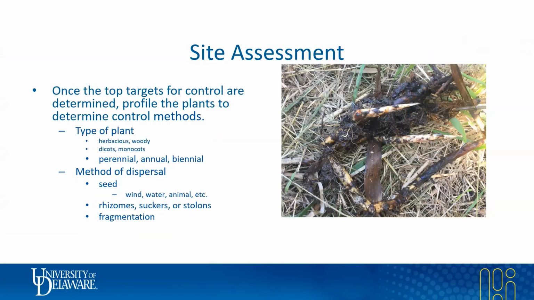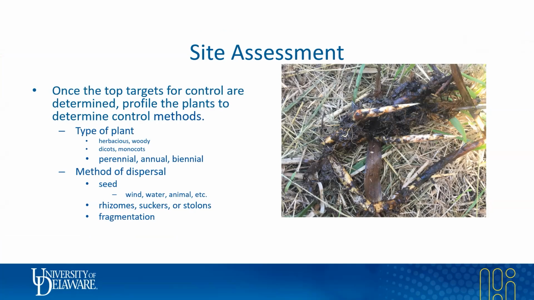So, picking the top targets for control. We've identified our site and now we know our plant populations. Now we're going to look at which ones we need to control first, again depending on functionality, aggressiveness, and your goals. There are different types of plants.